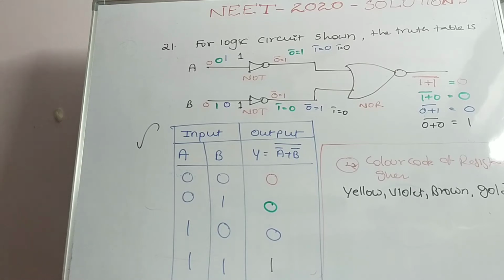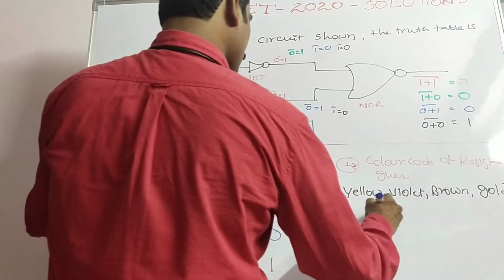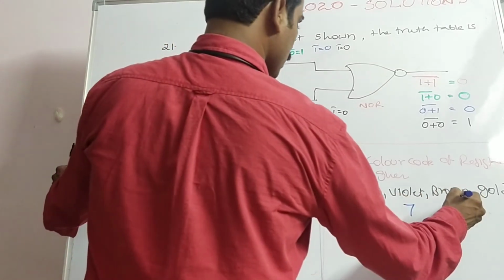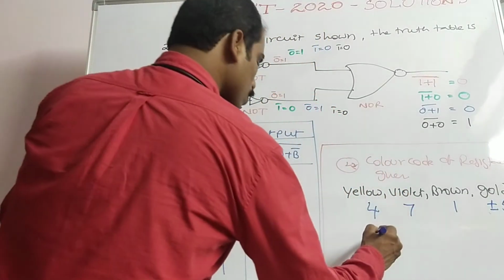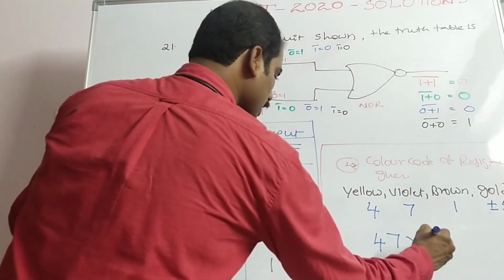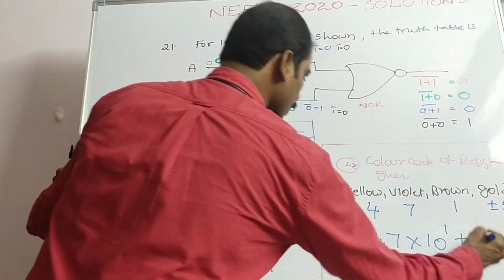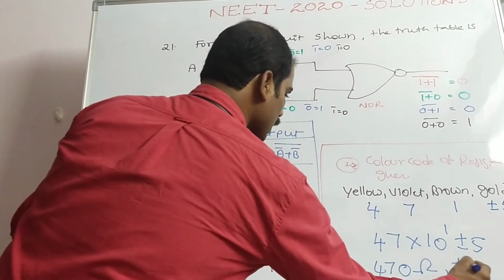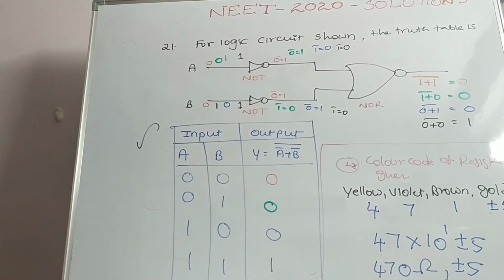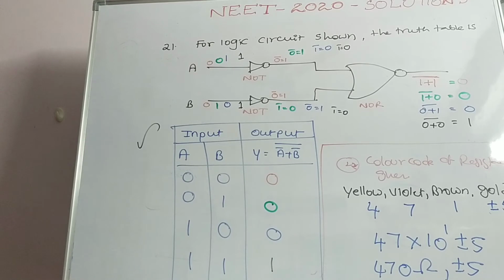We know the color code, that is BB Roy, a small hint, BB Roy of Great Britain has a very good wife, like that. So using that, it is 4, 7, then 1, and plus or minus 5 for gold. So 4, 7 into 10 power 1, plus or minus 5. In the given options, we have 470 ohm, with tolerance plus or minus 5. For that, the third option will be correct, 470 with plus or minus 5.